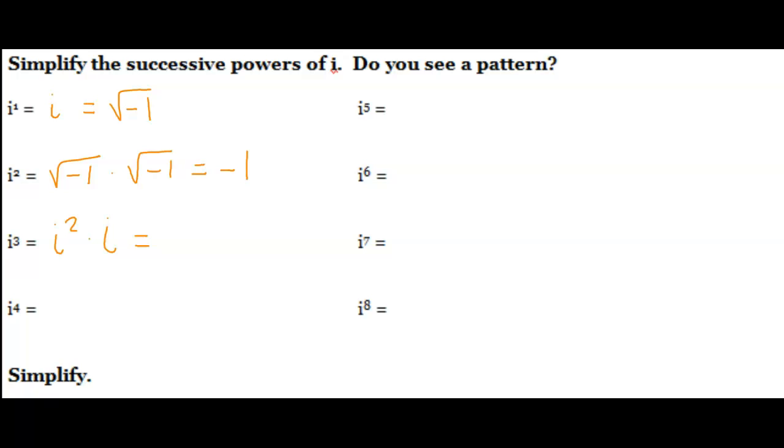I specified like 10 times the homework was 5 to 16. So i squared times i is equal to negative 1 i, or just negative i. You don't have to write in the 1.